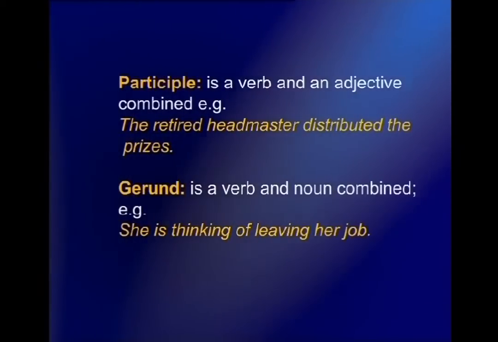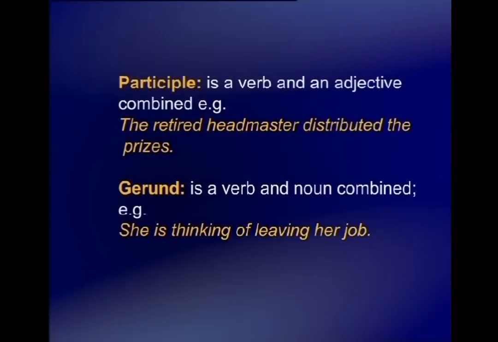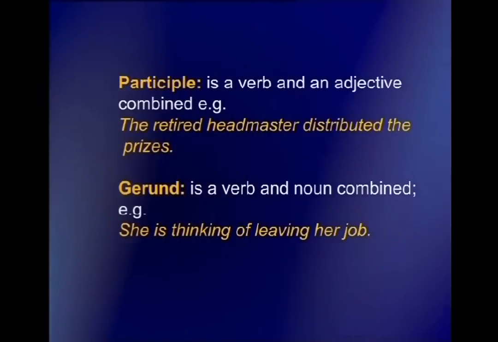But it is also an adjective modifying the word teacher, which is a noun. Are you with me? In that sentence, the word retired is normally part of the verb to retire. But in that sentence, it is functioning as an adjective modifying the word teacher. Hence, the word retired is a participle. It is a verb and an adjective combined.